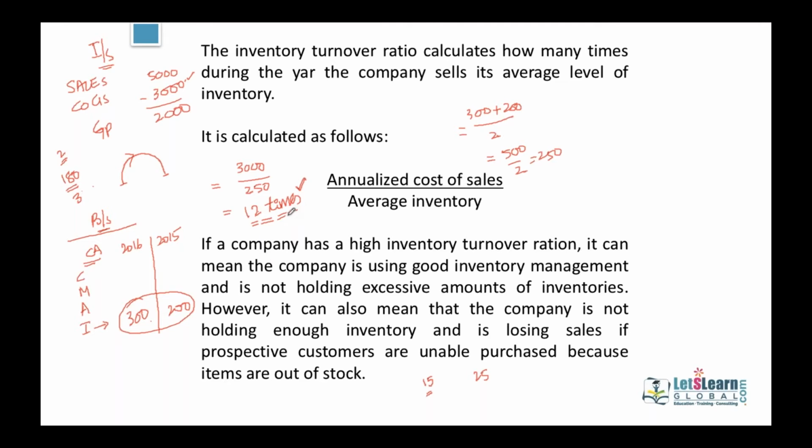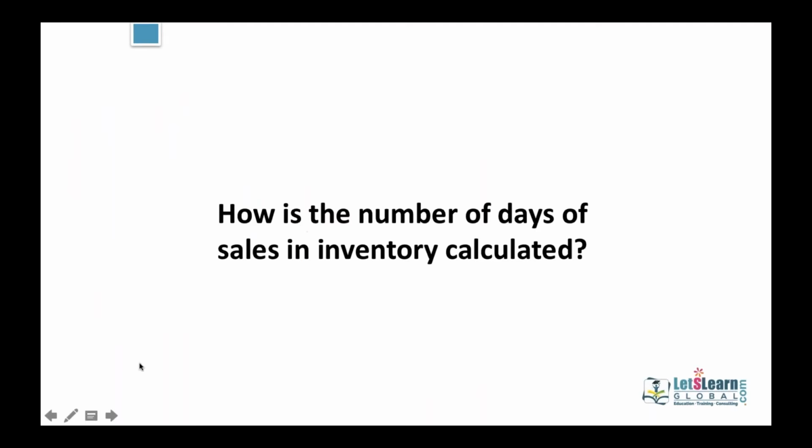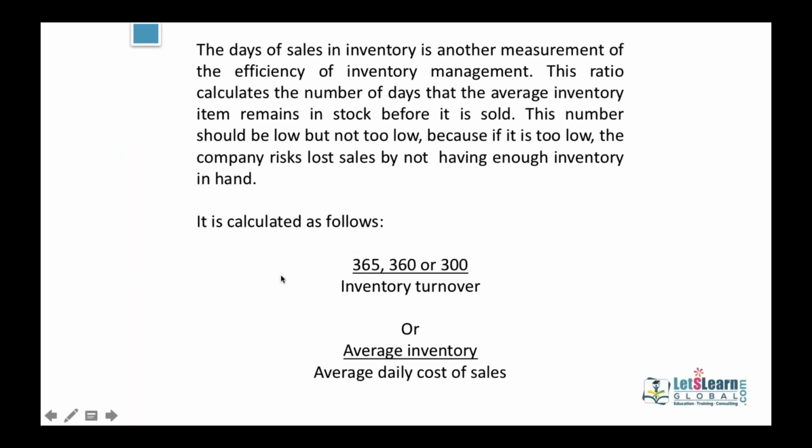You may not get a proper meaning when the ratio is expressed in times unless you convert this into days. Now we got an answer here, 12 times. I'm just reusing the same number in the next calculation, that is the number of days sales in inventory. You said inventory turnover ratio is 12 times, happening 12 times a year. Okay, but can you tell me in number of days? Yes, number of days can be calculated.